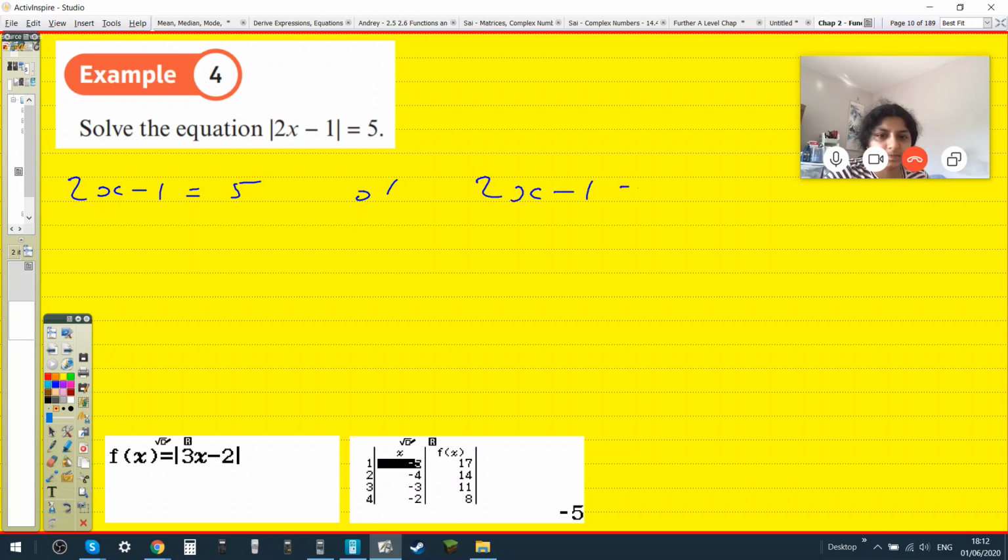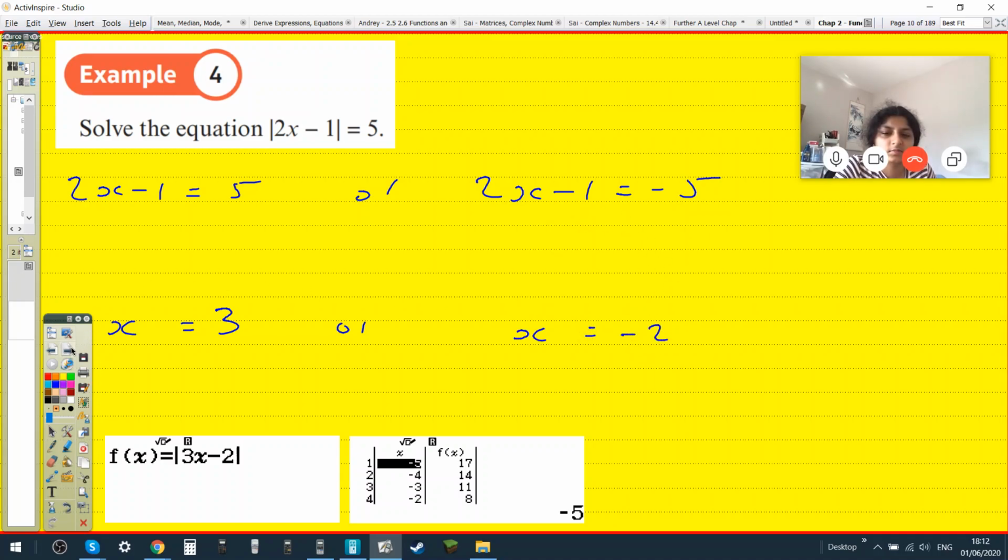Or you could do it this way, because there's only one thing on the right side. Both ways get you the same answer. So this one is x equals 3. And how about this one? X equals minus 2.